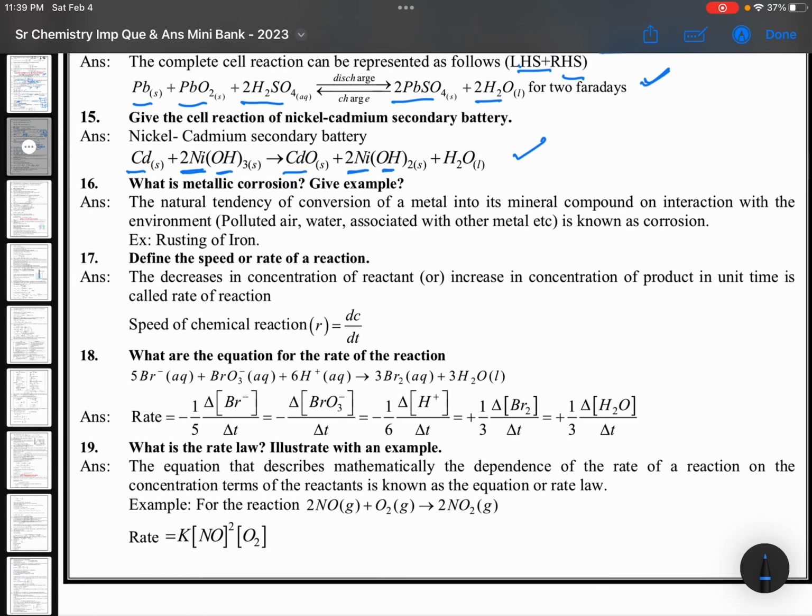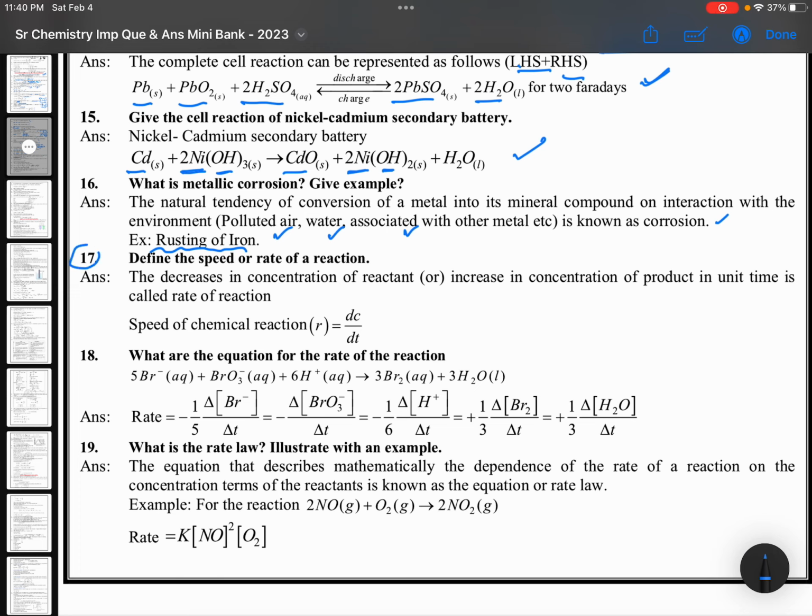What is metallic corrosion? Give an example. The natural tendency of conversion of a metal into its mineral compound on interaction with the environment, polluted air or water or association with other metals, is known as corrosion. Okay, now rusting of iron. If you see long standing iron rods outside in the grounds, or old building iron rods, you can see rusting. That's a natural process.